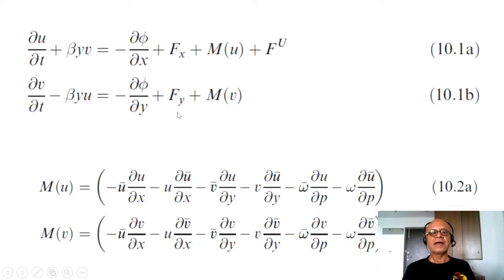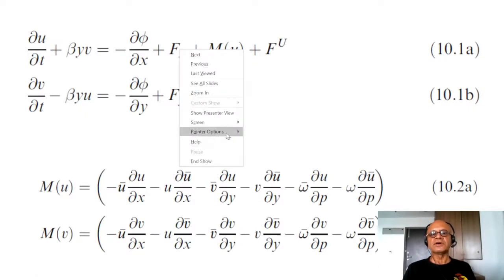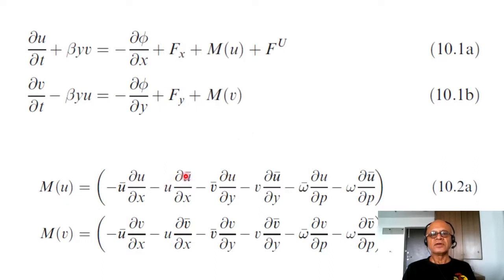So these are the mu and mv terms here, which, as you can see, u bar du dx is the perturbation momentum advection by the mean flow, background flow. Let me do the laser pointer again. I always lose the pointer. Okay, so the perturbation velocity advecting the mean background flow gradient and so on, and same thing for the vertical and so on.